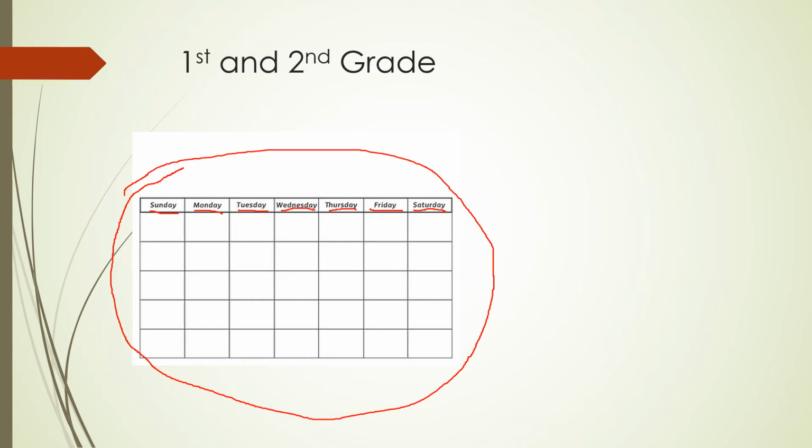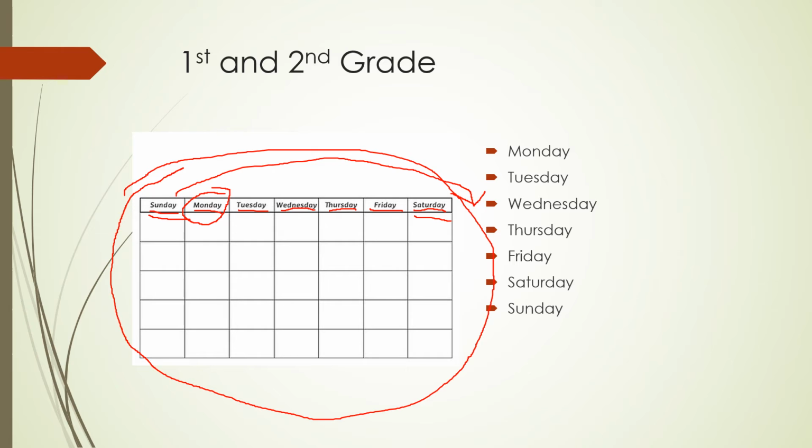Now, this is the way that a traditional American calendar is set up. As I understand, most calendars in Korea start on Monday and then have Sunday at the end over here. Which makes sense because we talk about Sunday and Saturday as part of the weekend. So we say Monday, Tuesday, Wednesday, Thursday, Friday, Saturday, Sunday.